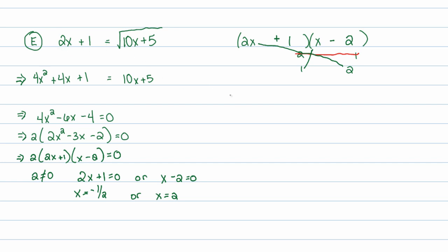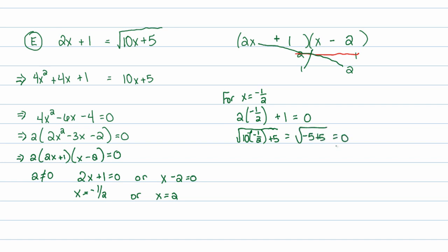So let's try the x equals negative 1/2. When we plug that in, we have 2 times a negative 1/2 plus 1. And that will be actually a negative 1 plus 1, or in other words, 0. And the square root of 10 times a negative 1/2, oops, my handwriting's gotten sloppy. Here. Let's see, 10 times a negative half is a negative 5. So that's the square root of a negative 5 plus 5, which is actually 0. Okay, so this does work out for this answer.